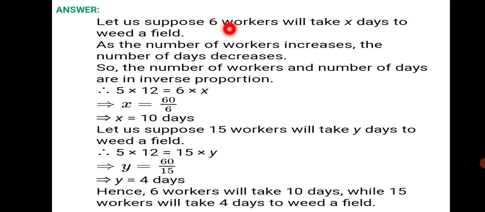Now similarly, in the question they have asked us, how many days will 15 workers take? So let us suppose 15 workers will take Y days to weed a field. So a similar equation will be formed now. 5 workers, 12 days. So 5 into 12 is equal to 15 workers into Y days. Now again we form the equation. 5 into 12 is 60 and this 15 will get divided here. So Y is equal to 60 divided by 15. Y is equal to 4 days. Hence 6 workers will take 10 days while 15 workers will take 4 days to weed a field.